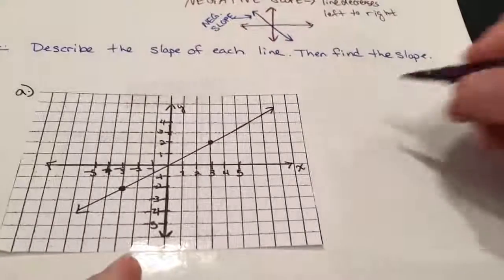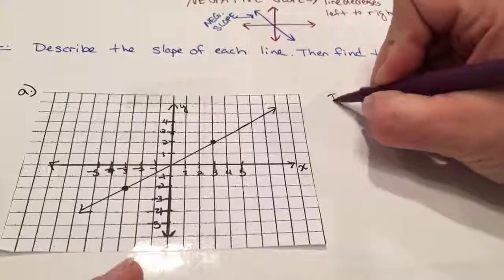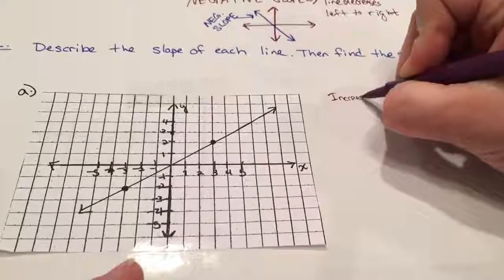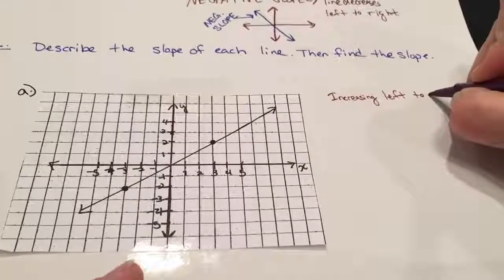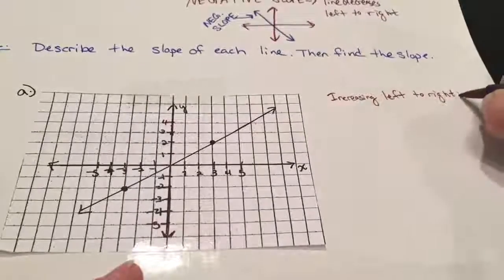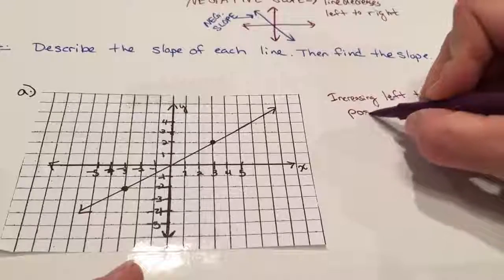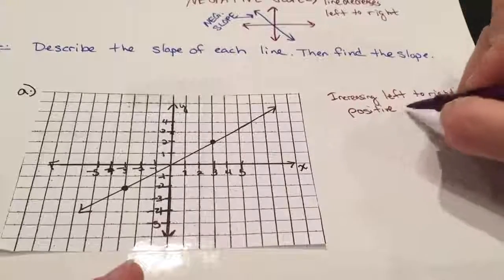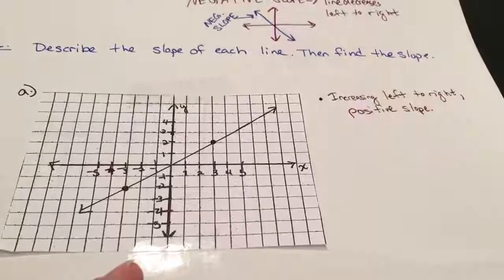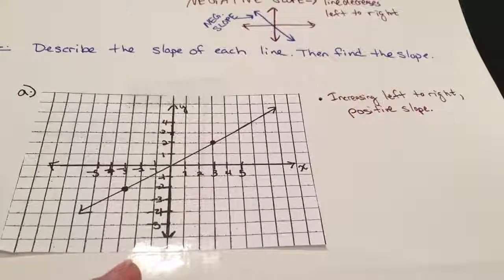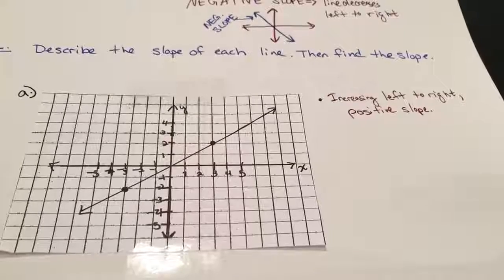I'm just going to make some quick notes: this is increasing left to right. So that means it's a positive slope. That's number 1. So there's a couple ways we can do this. One way we can do it is looking at the graph, and they've already labeled these 2 points for us. So let's take a look at this graph.